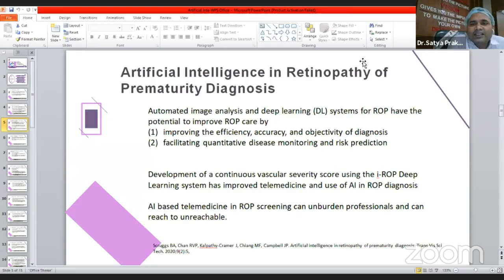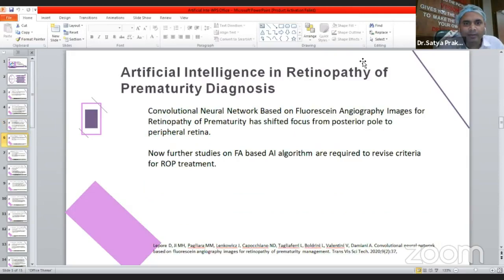Artificial intelligence in ROP is also becoming a newer modality to correctly screen and diagnose ROP. It is actually an automated image analysis and deep learning system for ROP, and it has potential to improve ROP care by improving the efficiency, accuracy, and objectivity of diagnosis, facilitating quantitative disease monitoring and risk prediction. And then development of a continuous vascular severity score using the i-ROP deep learning system has improved telemedicine and its use of AI in ROP diagnosis. AI-based telemedicine ROP screening can unburden retinal professionals, and it can reach far-flung areas where the ROP screening facility or expert is not available.